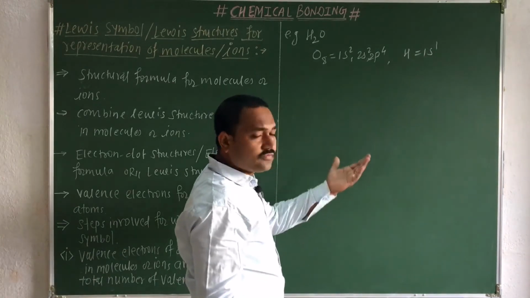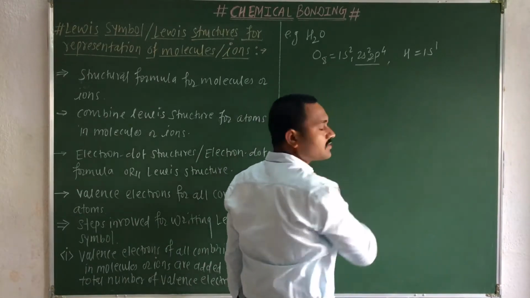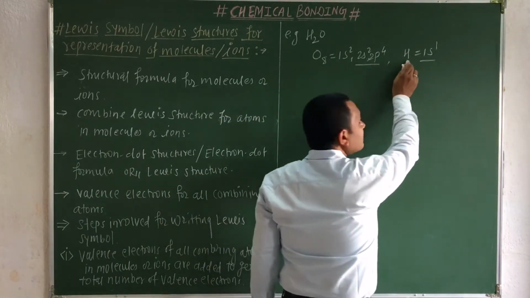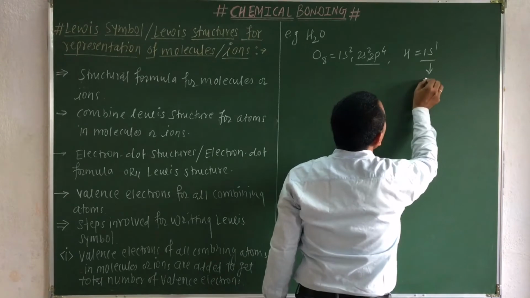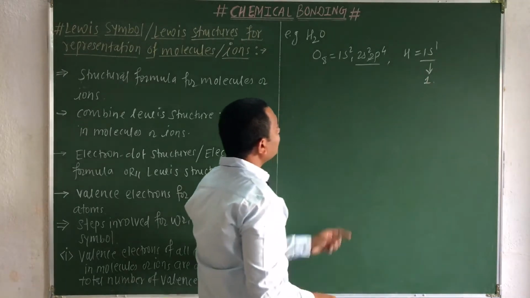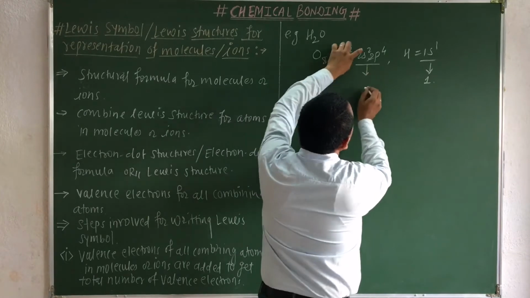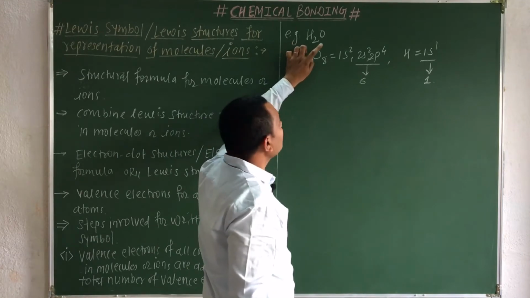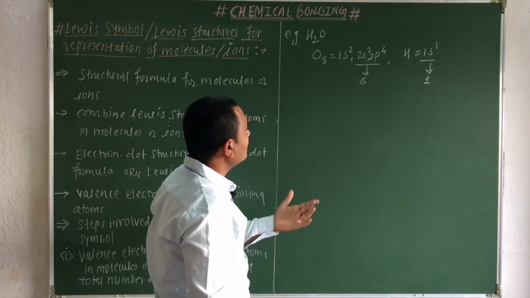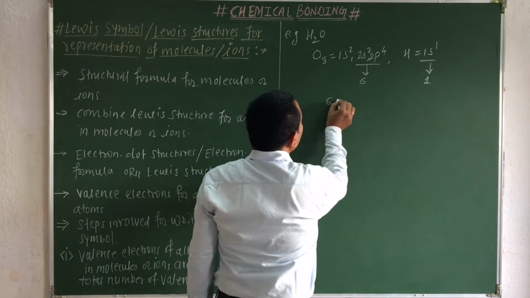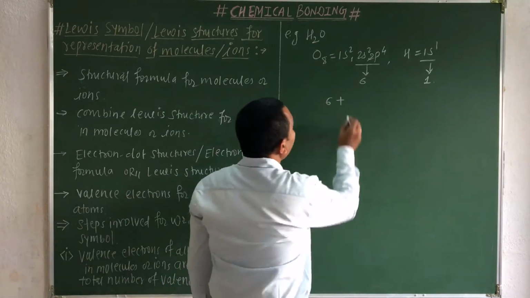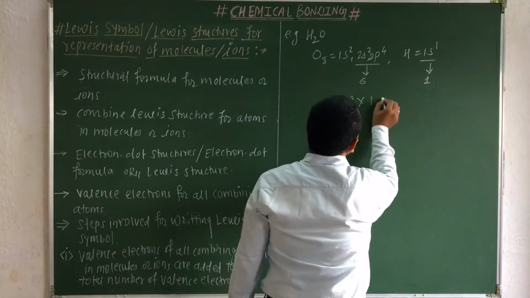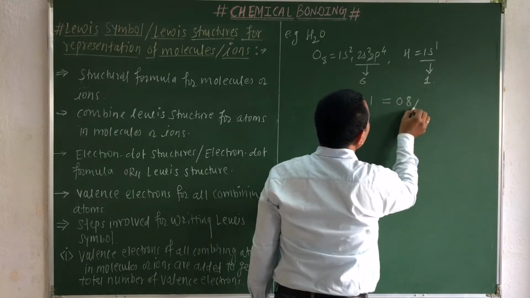Now you have to find the valence electrons. Whatever electrons are present in the outermost shell are the valence electrons. So for one hydrogen atom there is one valence electron, and for one oxygen atom there are 2 plus 4, that is 6 valence electrons. But this molecule is made up of one oxygen atom and two hydrogen atoms. So 6 valence electrons for one oxygen atom and 2 times 1 valence electron for the hydrogen atoms, totally equals 8 valence electrons.